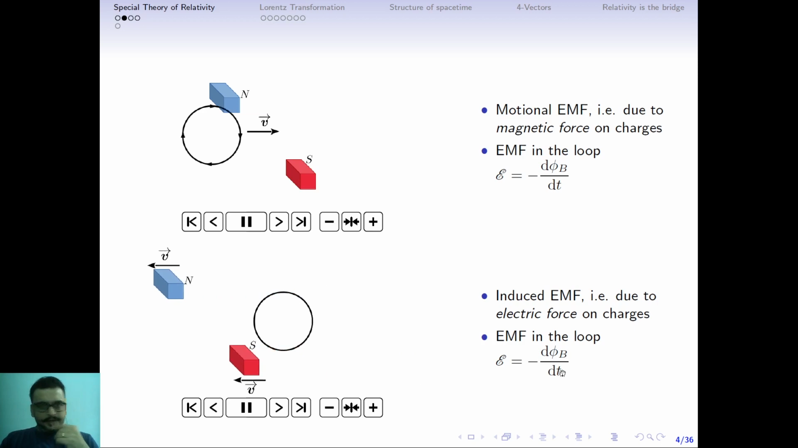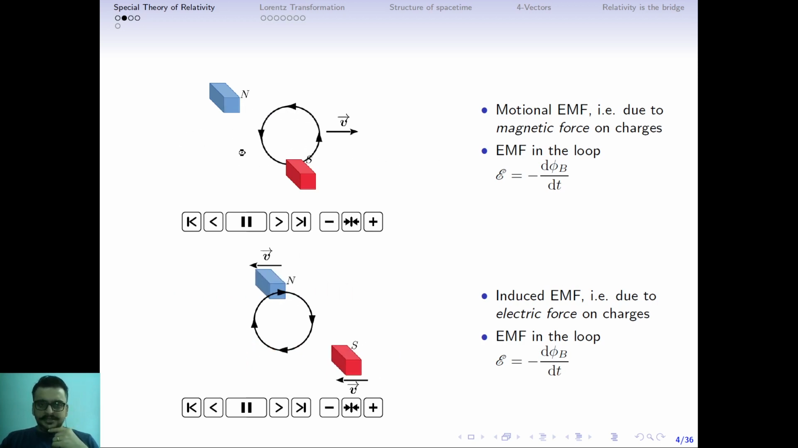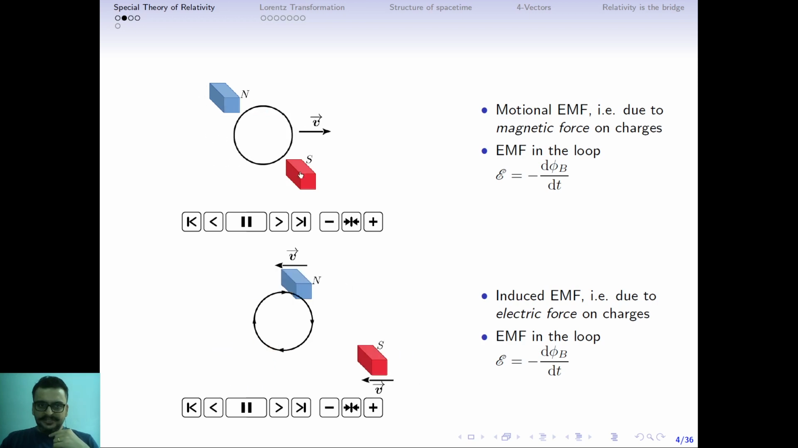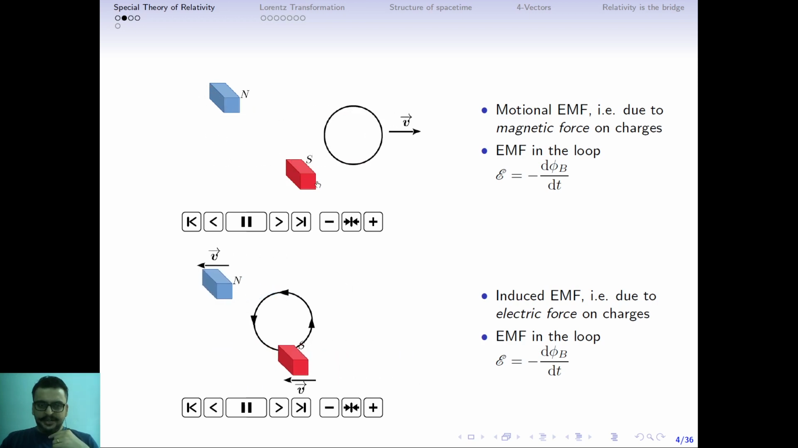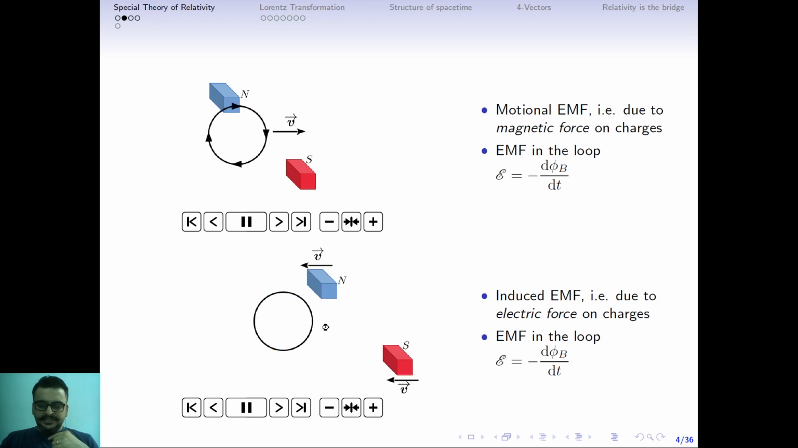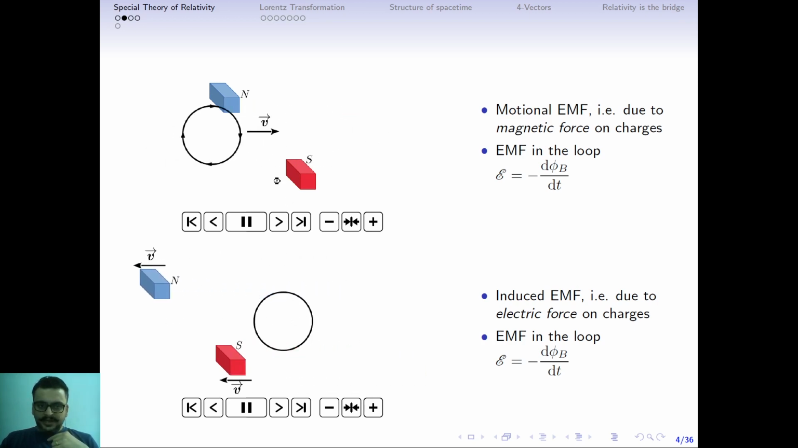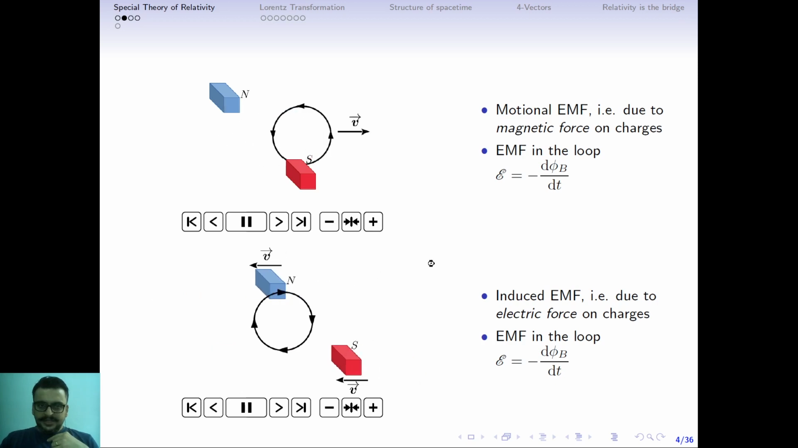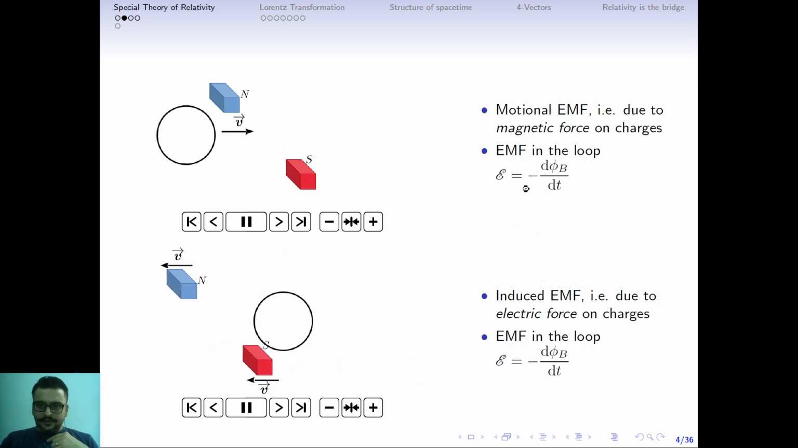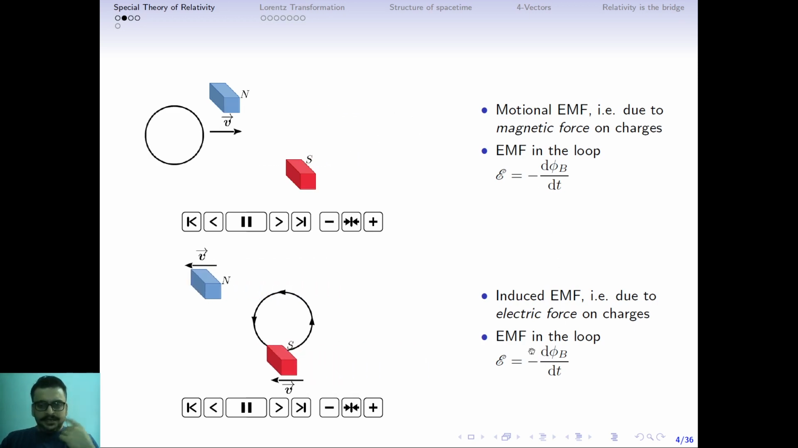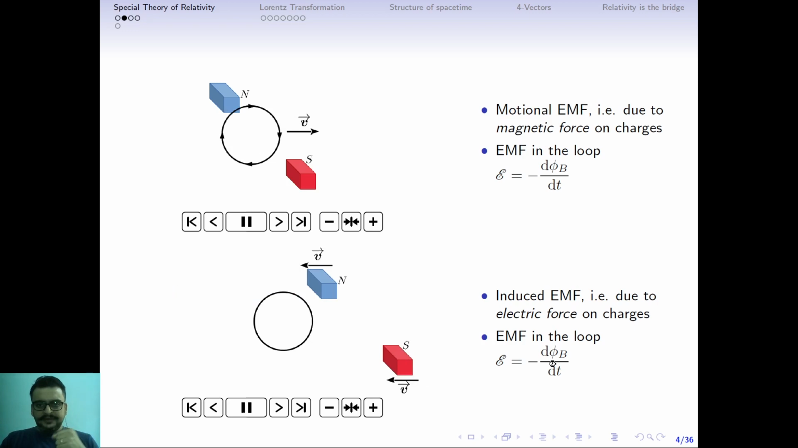Now think about it. In both cases we have changed our reference frame. This is also an inertial reference frame, because we are stationary along with the magnet, and this is also an inertial reference frame, because you are moving with the loop at a constant velocity. Both of them are inertial reference frames. In both cases, we have found that the EMF in the loop is the same, but the way we have calculated the EMF is not the same.